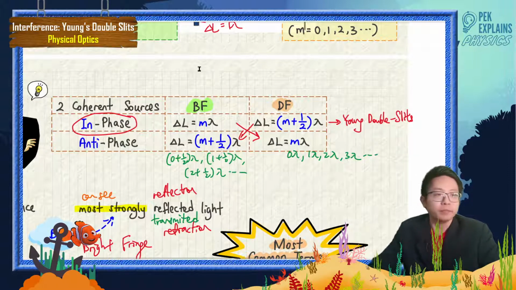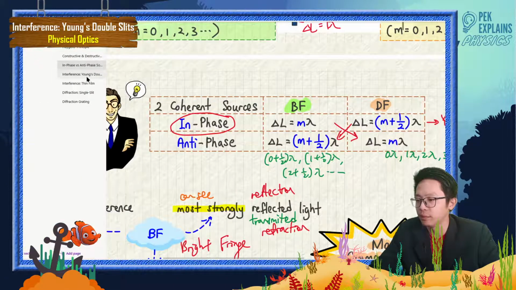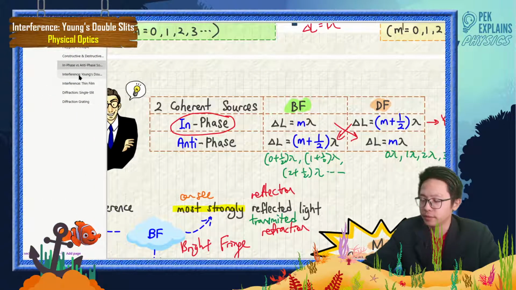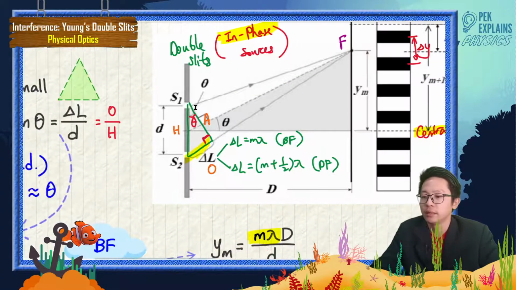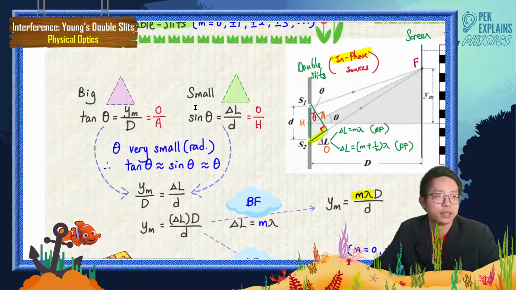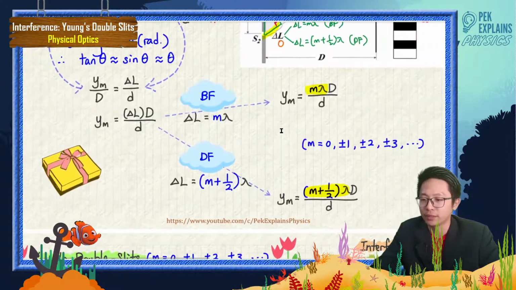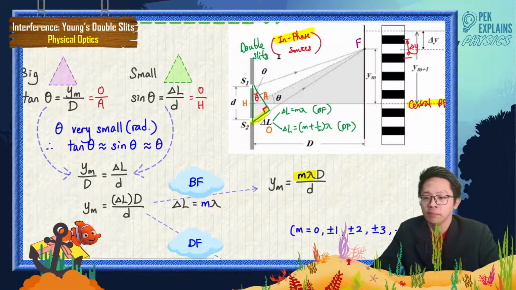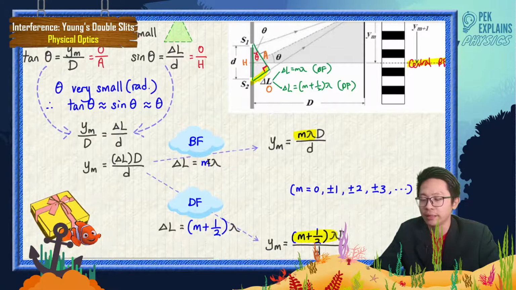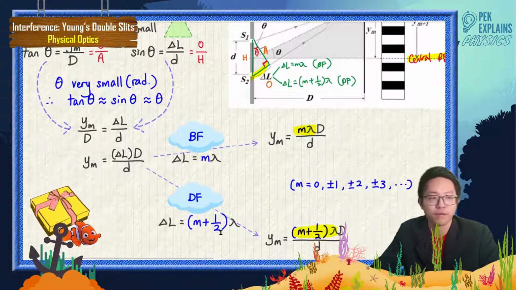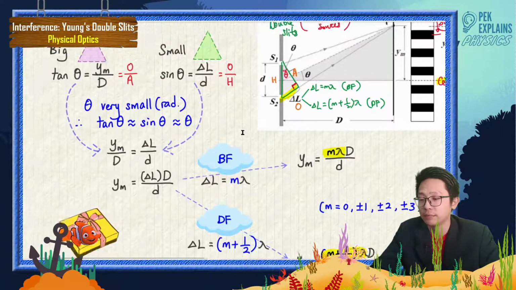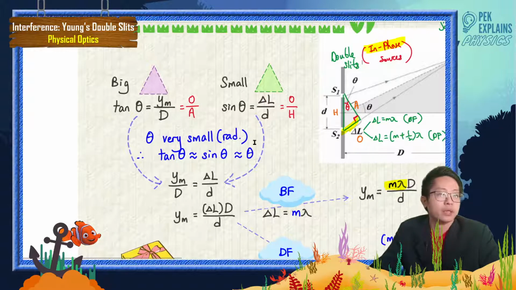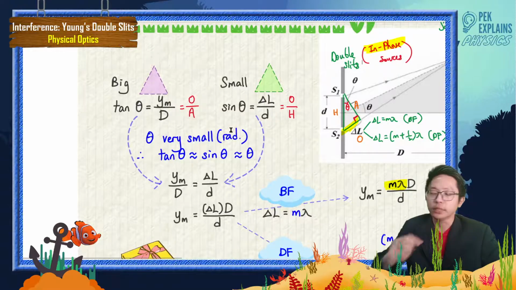Now, let's look back to how we form the formula. Later on you will see delta equals m lambda, because it's an in-phase source. In-phase source, that's why m lambda is bright fringe, m plus half lambda is dark fringe. You will learn about that later on. But before we find the final formula, let's look at this one.